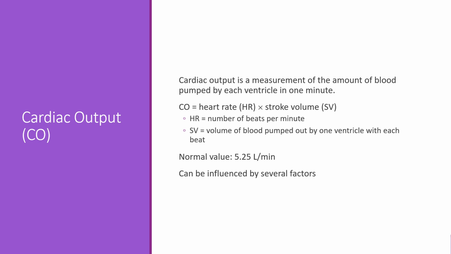Your heart beats 70 times a minute, right? In a normal healthy heart, that's roughly 5.25 liters per minute. That's how much blood is pumped through the heart each minute. So go back to my 2-liter Coke bottle analogy and realize that this is roughly 2 1/4 bottles of Coke, right?